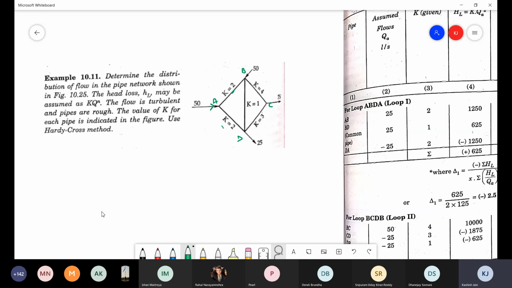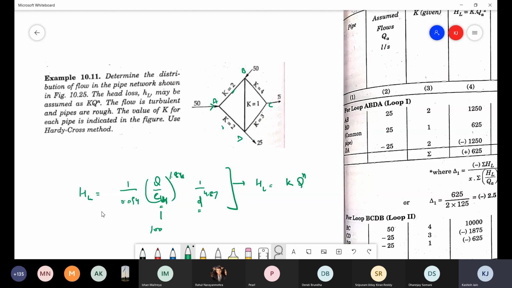This K is basically, you remember that formula, 1 upon 0.094 (Q by CH) raised to power 1.84, 1 by D raised to power 4.87. This was the formula of head loss, using the Hazen-Williams formula. Now this head loss can be written as K into Q raised to power N, if we know the diameter, if we know the CH value.